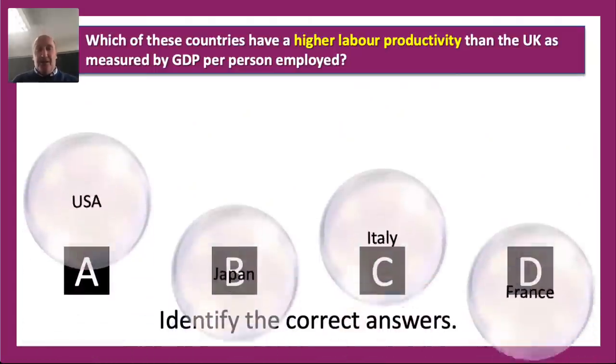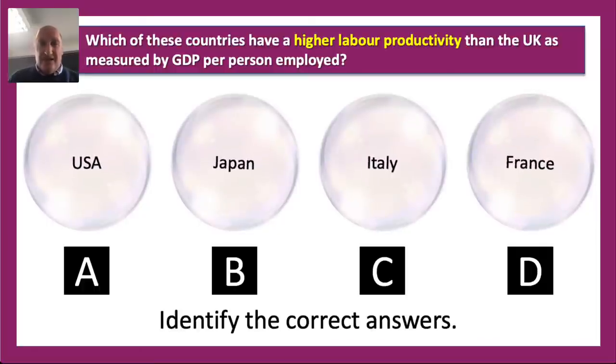Here's our first question. Which of these countries has, or have, a higher labor productivity than the UK as measured by GDP per person employed? Which of these four countries, if any, have higher labor productivity than the UK? Those of you watching live, and hundreds of people joining us for this session, post your answers in chat and we'll do our best as always to put up some great answers in the exam questions. Joe's gone for A, C, D. Olivia, B, C, D. Gabriella's gone for A and D. Emily, B and D. Armin thinks it's all four, and Sophie thinks it's A, C, and D.